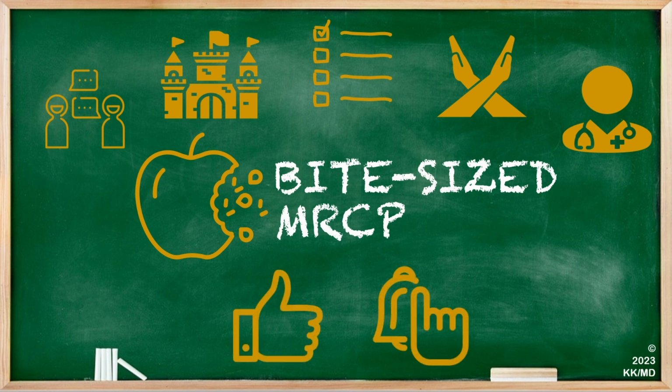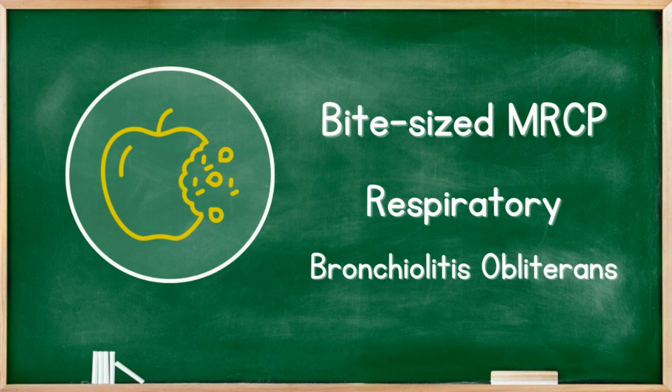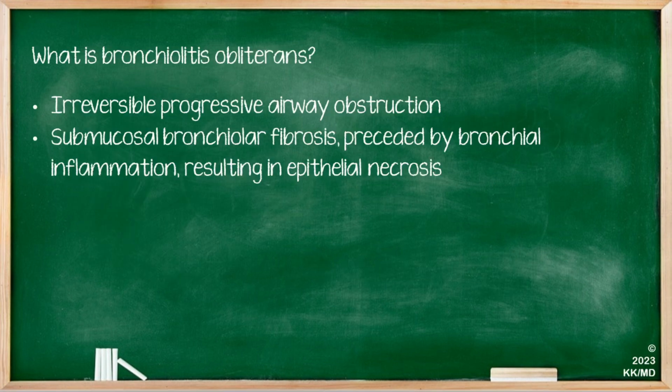Now, without further ado, let's get into today's topic, which is on bronchiolitis obliterans under the section of respiratory medicine. What is bronchiolitis obliterans? It's an irreversible progressive airway obstruction, caused by submucosal bronchial fibrosis preceded by bronchial inflammation resulting in epithelial necrosis.